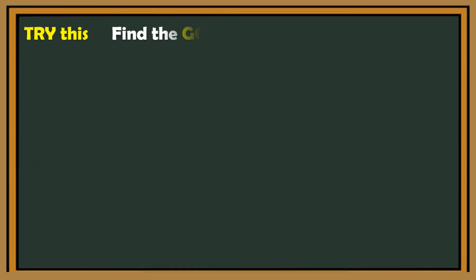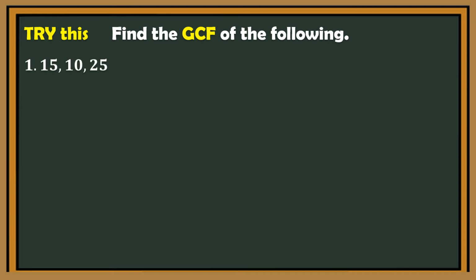Let us try this. Find the greatest common factor, or the GCF, of the following. Number 1, 15, 10, 25. What is the greatest common factor? 5. It means that 5 is the highest number that can be divided to 15, 10, and 25.